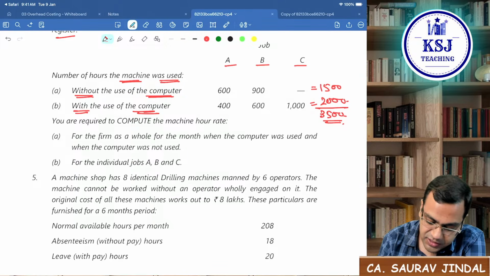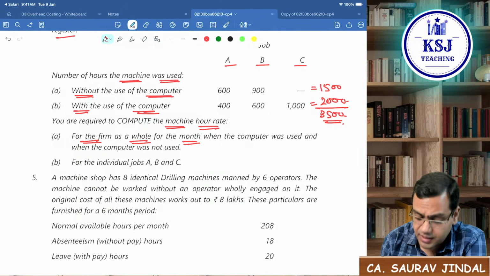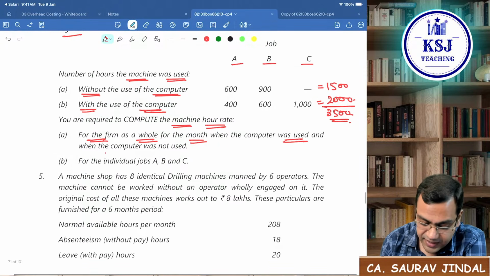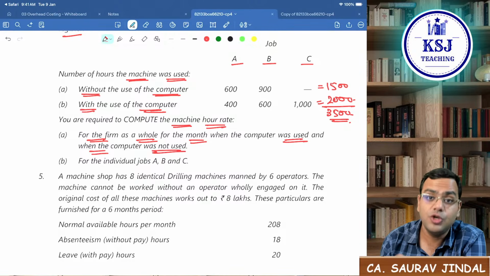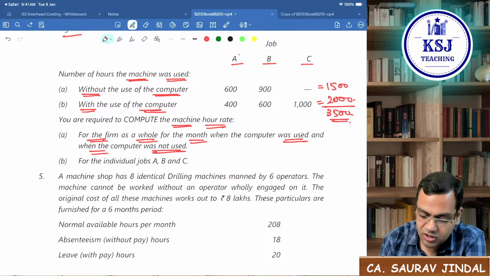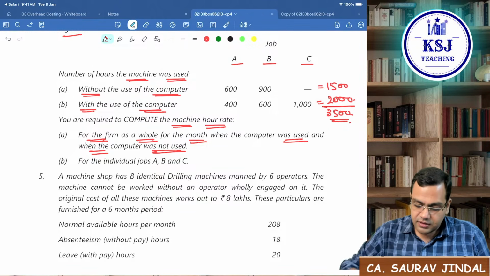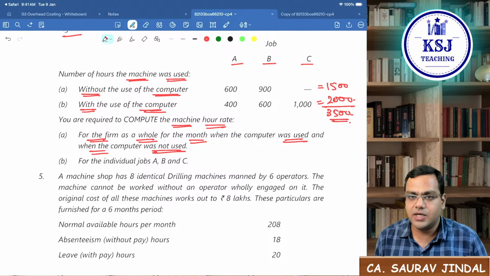They are asking us to compute the machine hour rate for the firm as a whole for the month when the computer was used and when the computer was not used. Right? Ignoring the jobs. Here we are not doing it job wise, just overall we want to calculate when the computer was used, what is the machine hour rate?